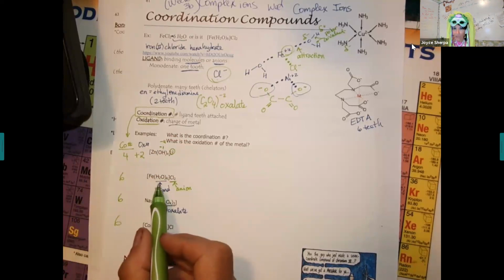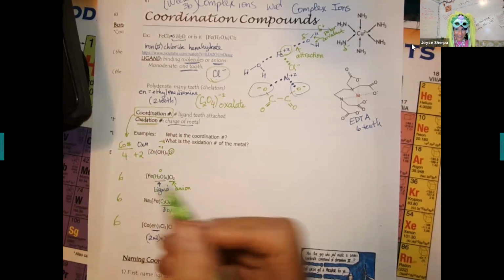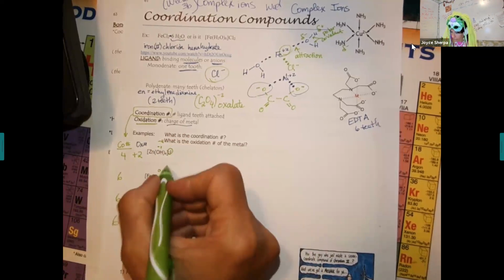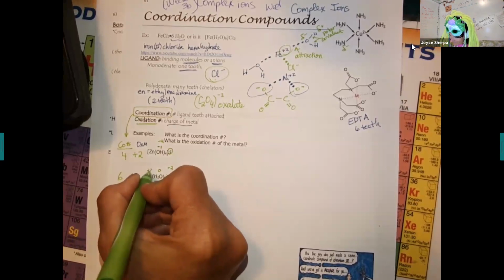All right, on the next one, the waters are neutral. They have no charge, but chlorines have a -1 and there's 2 of them. So that gives me a -2. So my trick worked. We're at a +2 again. I'm wondering if all of these are.